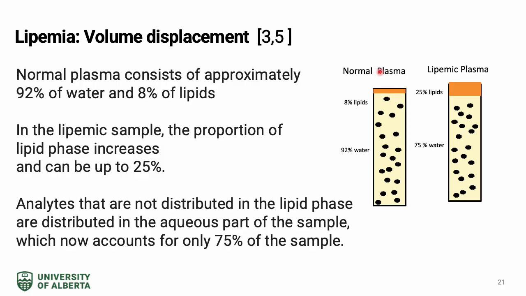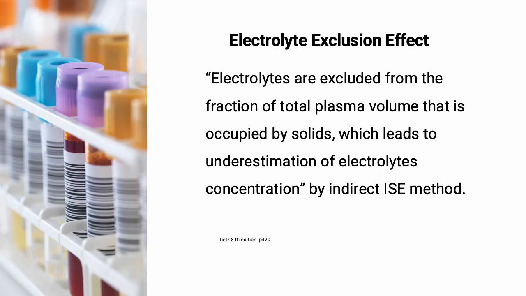We have the normal plasma with 8% lipids, and we have 92% water, and we have approximately 20 molecules of a substance. In the lipemic sample, we have 25% lipids and 75% aqueous phase, and we have the same amount of analyte, 20 molecules, but it's in a smaller volume. Volume displacement most notably affects the electrolytes and is often referred to in textbooks as the electrolyte exclusion effect.